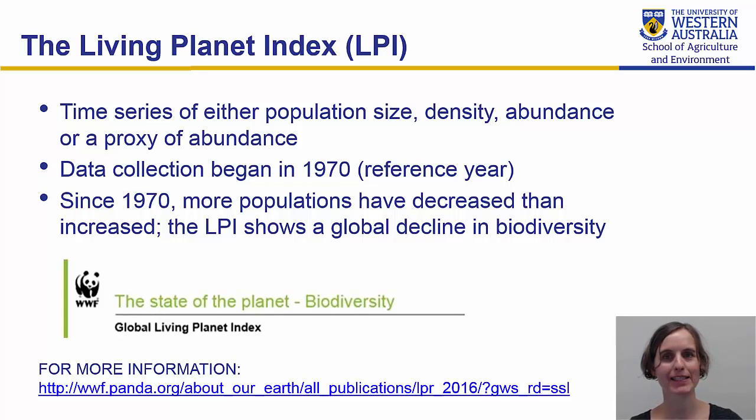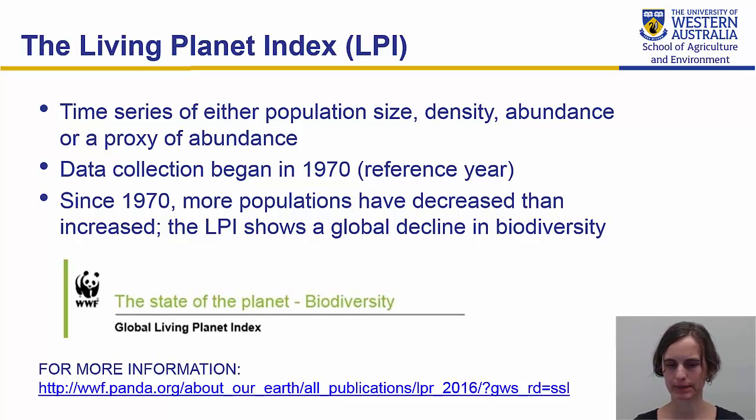So what is this Living Planet Index? It measures population size, density, and abundance of these different species over time. The data collection began in 1970, so that is now 47 years ago. And when you download the report, you will see that most populations for which data is available have declined over time. And this Living Planet Index shows you that globally biodiversity is in decline.